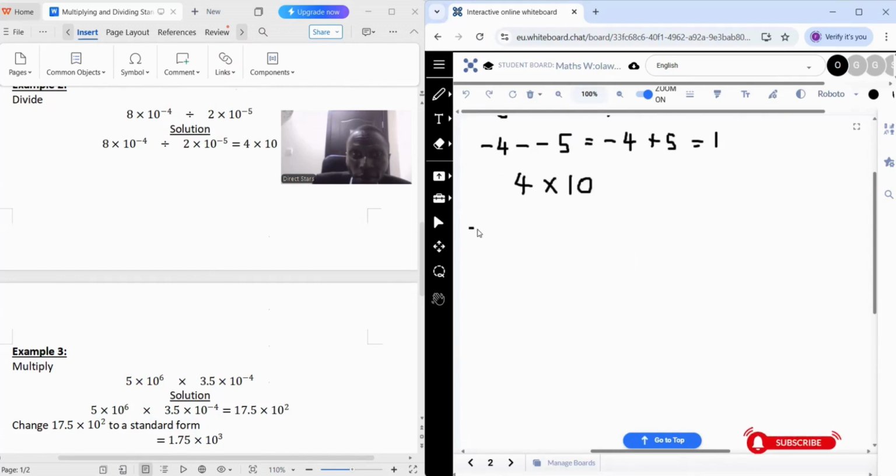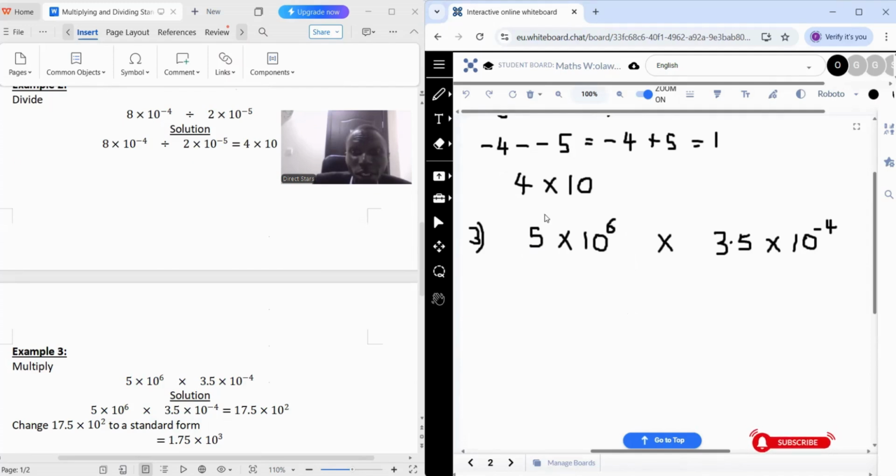Example 3. Here we're asked to multiply 5 times 10 raised to the power 6, times 3.5 times 10 raised to the power of minus 4. Then how are we going to go about this?